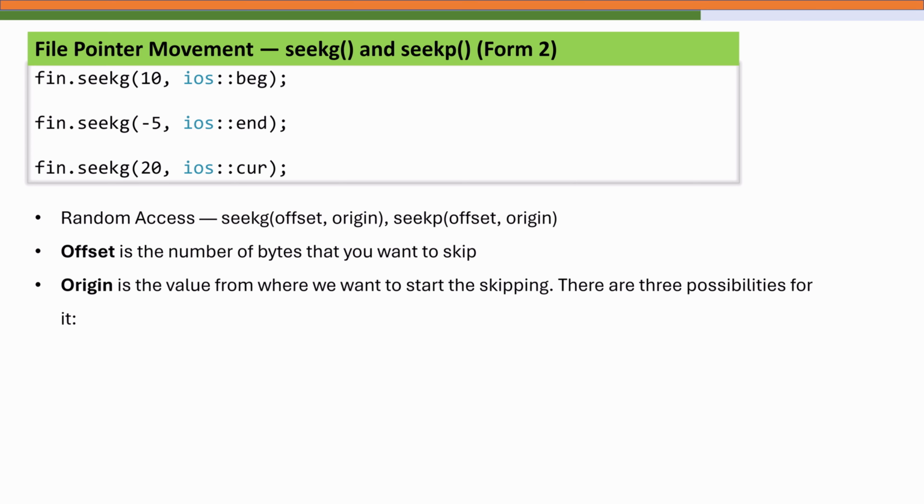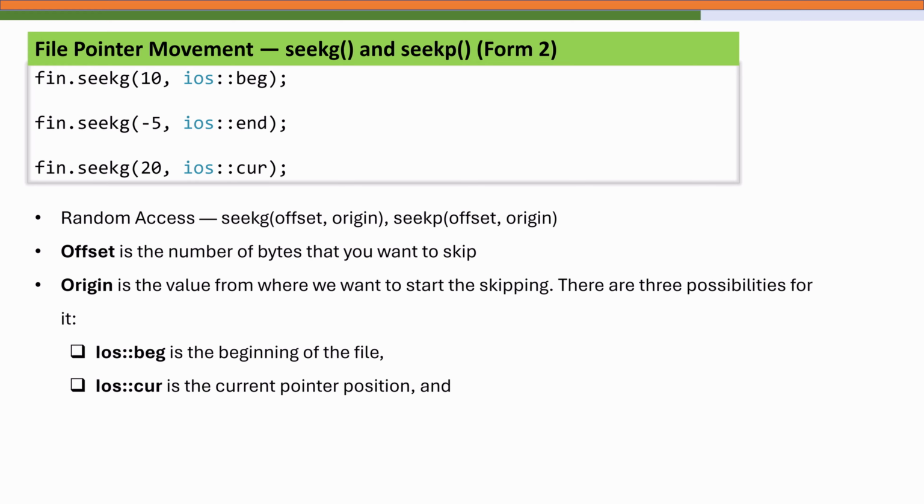In other words, the pointer's new position is determined by taking the origin point and then adding or subtracting the offset value. So C++ defines three possible origin constants. Number one is beg, that is the beginning of the file. Second one is cur, meaning the current position of the file pointer, and finally end for the end of the file. Let's understand it through a few simple examples.